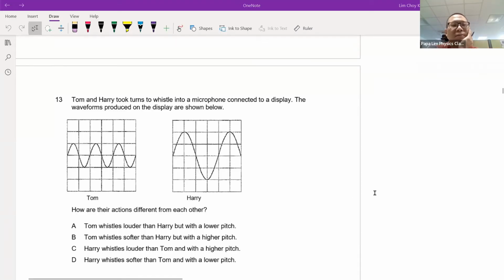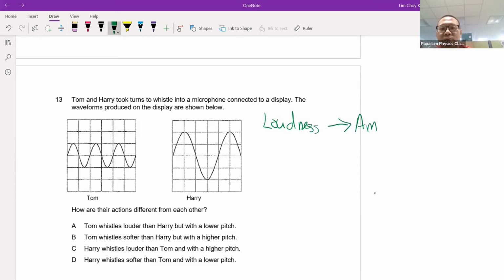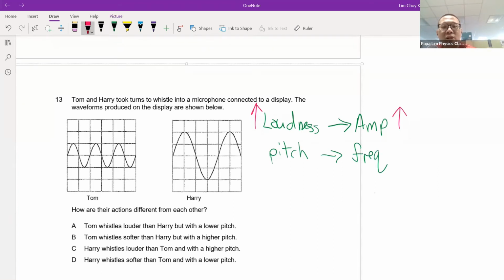Okay, for question 13, if you look at it, it's a classic example of pitch and loudness. For loudness, we have to take note that we are actually looking at the amplitude of the wave. Likewise, the louder the sound, the higher the amplitude. The other aspect of the graph that we're looking at is pitch, high pitch or low pitch. If we're looking at pitch, we're actually looking at the frequency of the graph. Similarly, the relationship is that high pitch means high frequency.